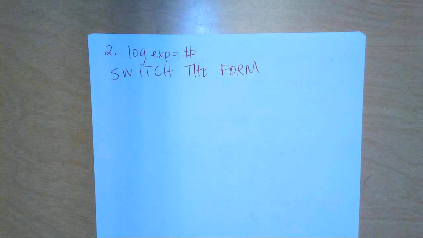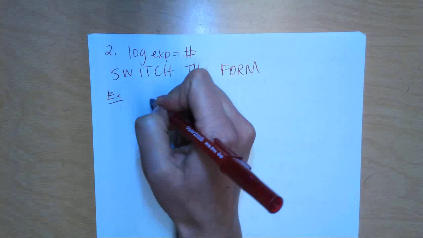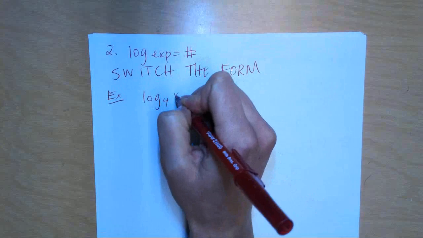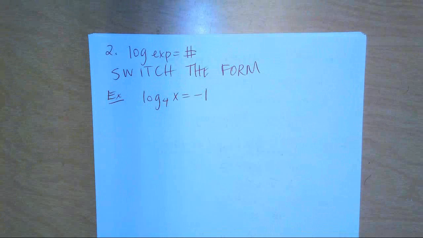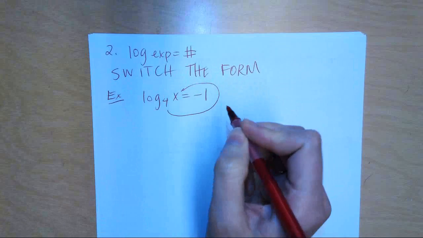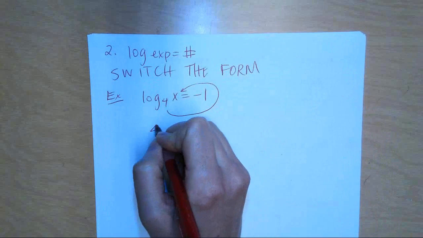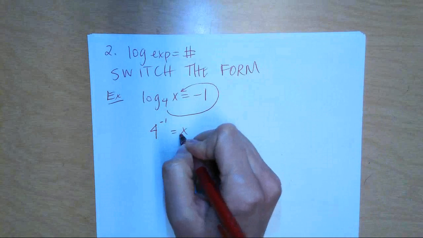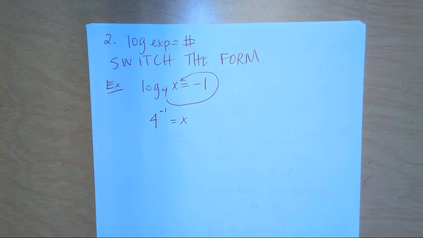This time we'll be going from Benny to Ben. For example, log base 4 of x equals negative 1. Okay, we have a log expression equal to a number, so we're going to switch the form, or swirl if you like that. So we need Ben form: 4 to the negative 1 equals x. So what does that make x?